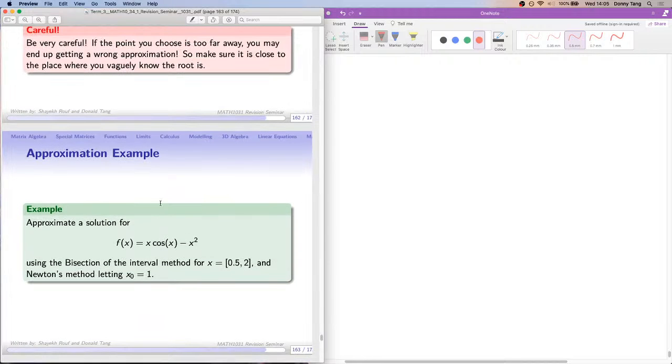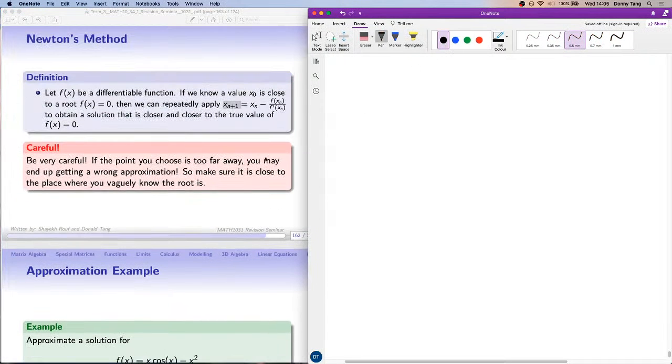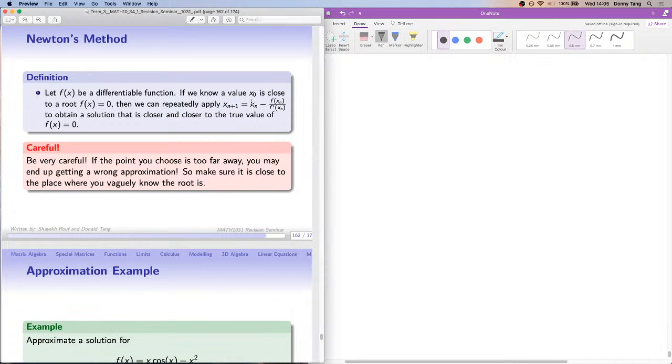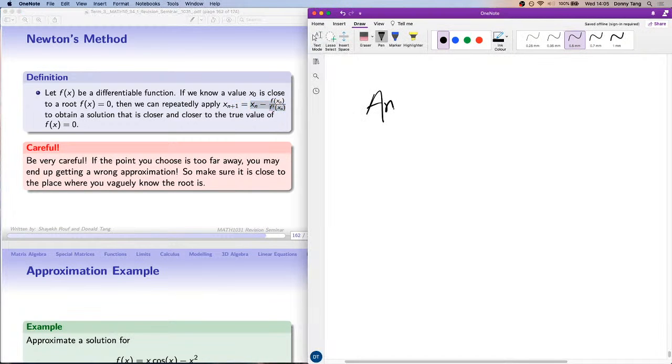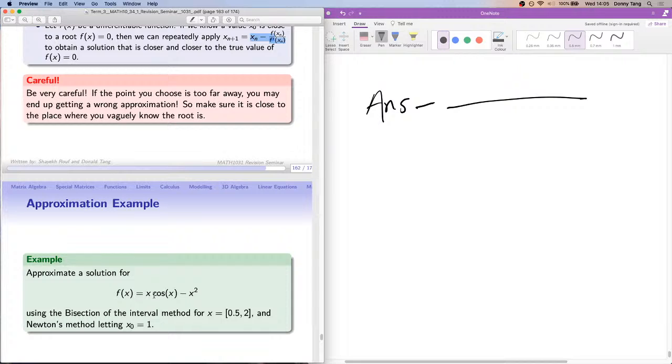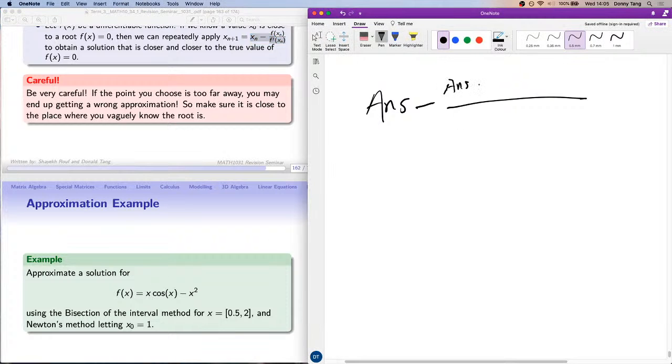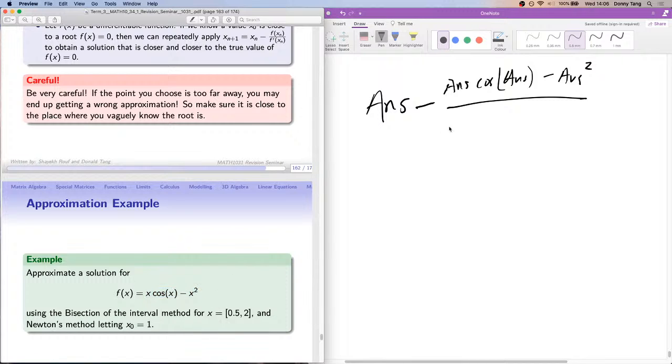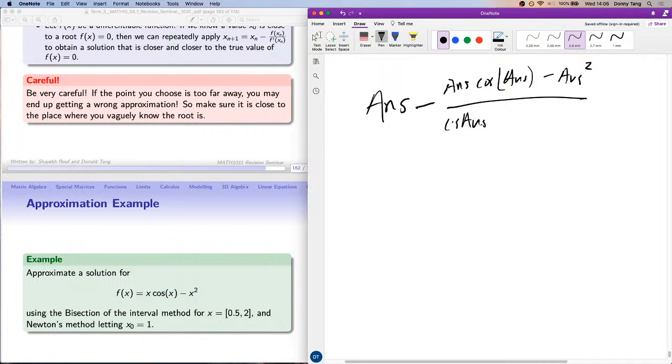For Newton's method, you go to your calculator and type in this formula. I'm going to write out what you type in. It's answer, minus answer times cosine of answer minus answer squared. Then you differentiate this and put it on the denominator. What is the derivative? Cosine answer minus sine answer times answer minus 2 times answer.